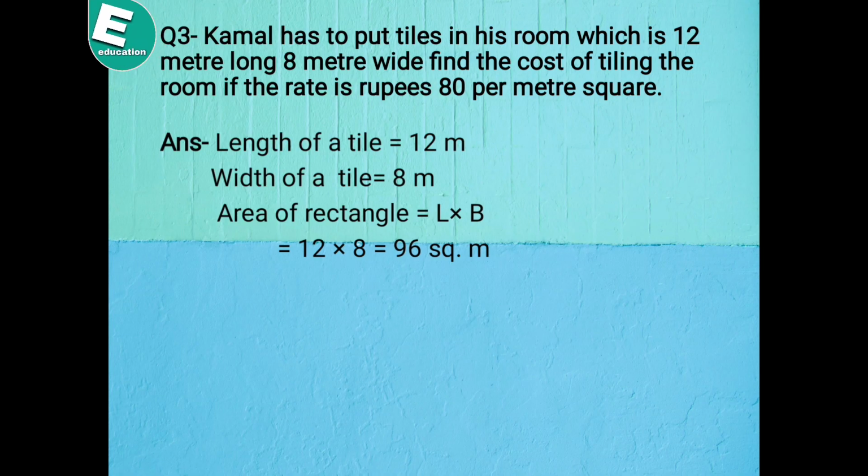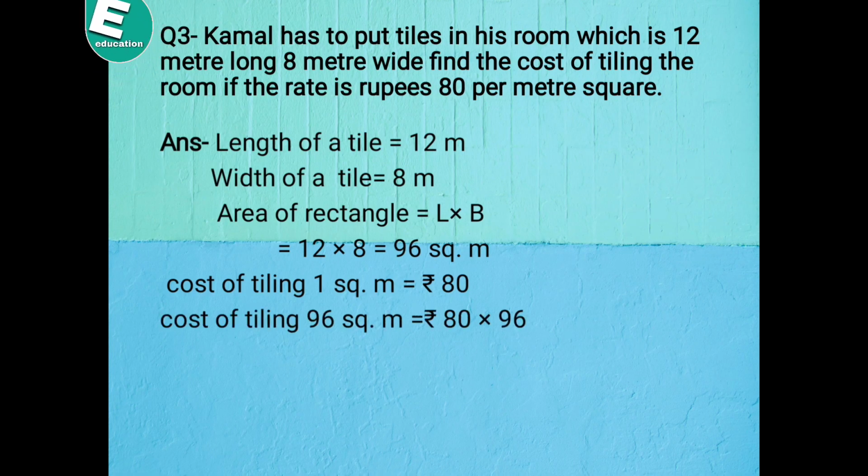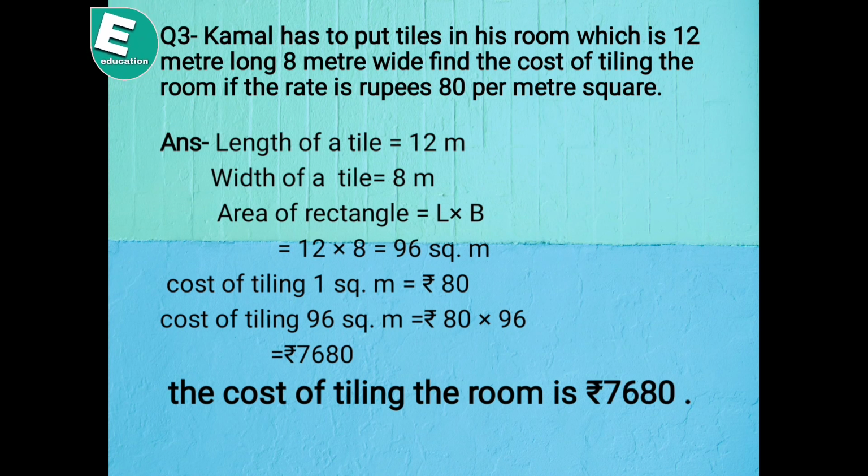Now the cost of tiling 1 square meter is equal to 80 rupees. So cost of tiling 96 square meter is equal to rupees 80 multiply 96, which gives 7680 rupees. So the cost of tiling the room is rupees 7680.